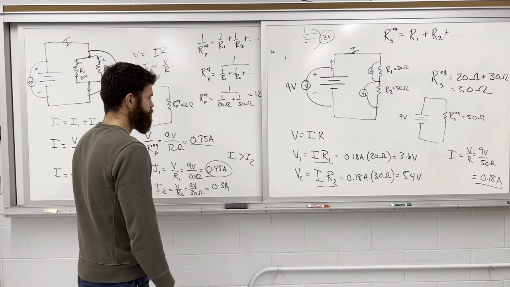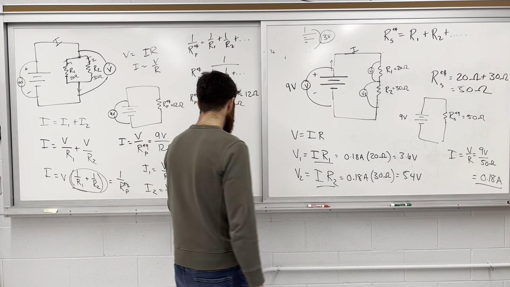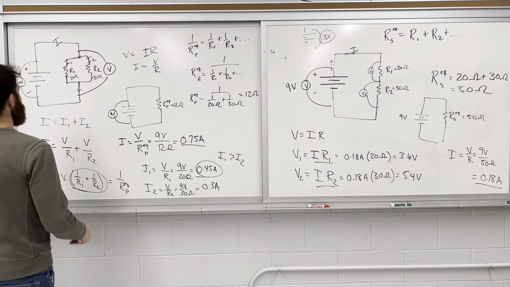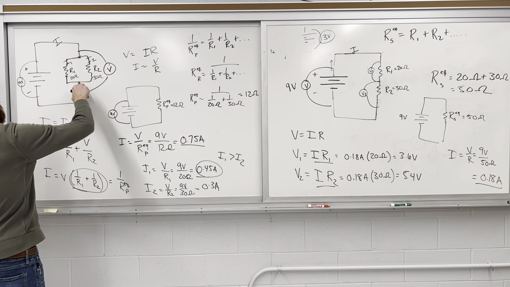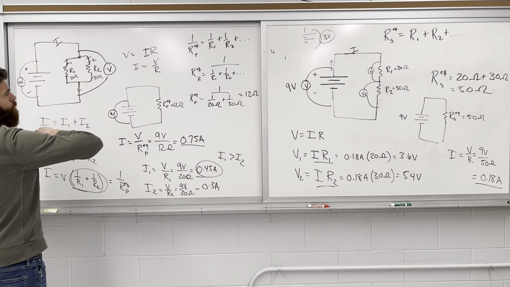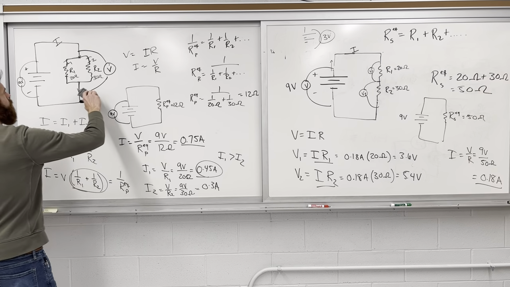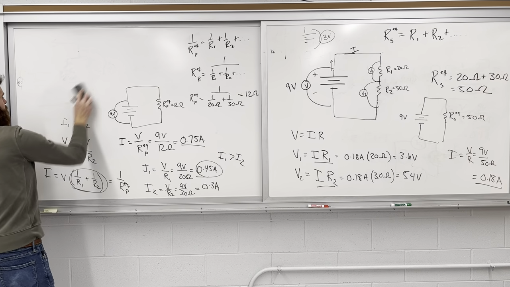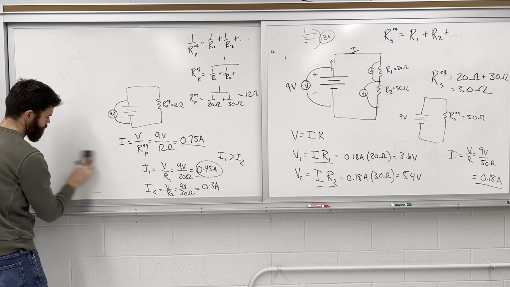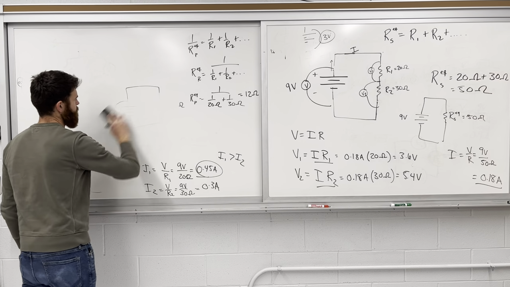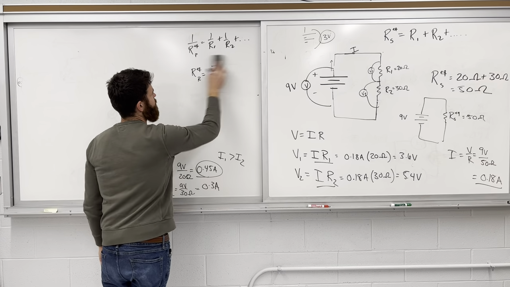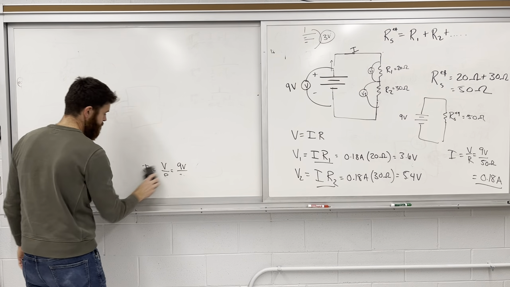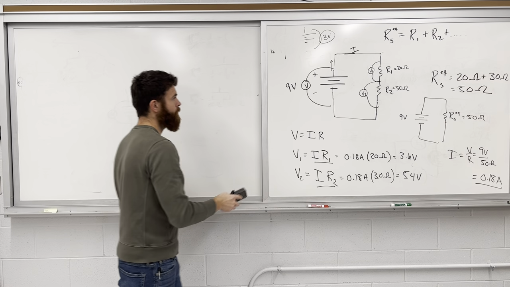All right, and so one last example. We'll look at a circuit that's a little bit more complicated. And we'll have the same resistance, say they're light bulbs, and we'll see which light bulb will glow the brightest.